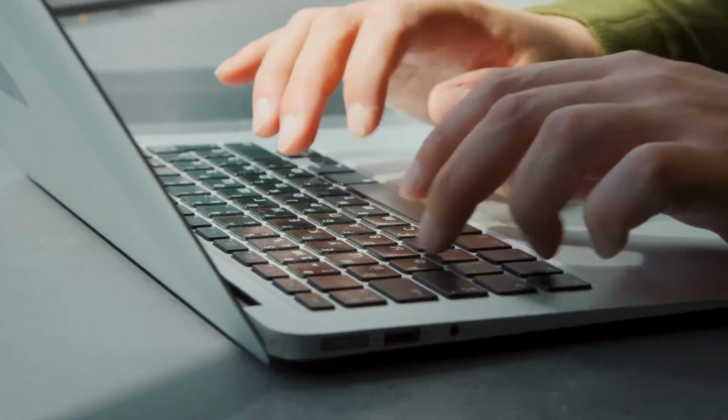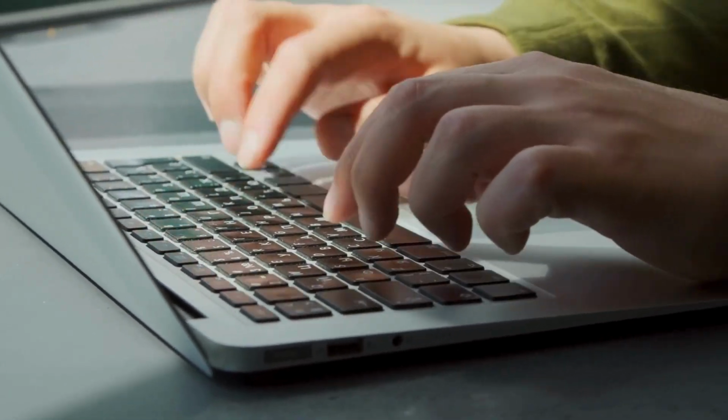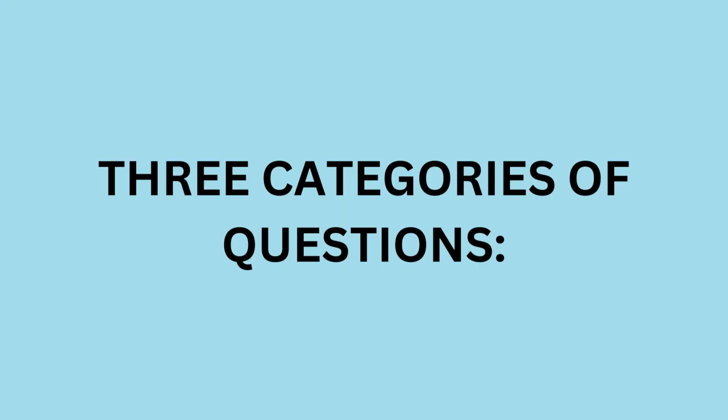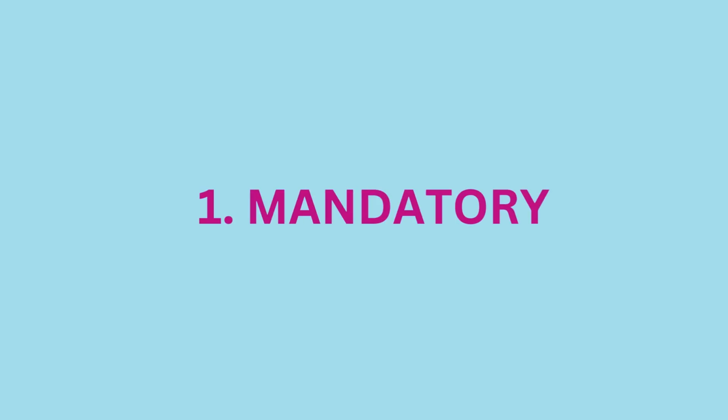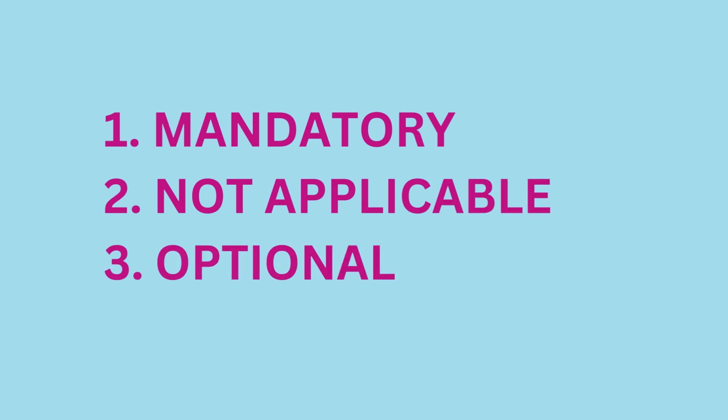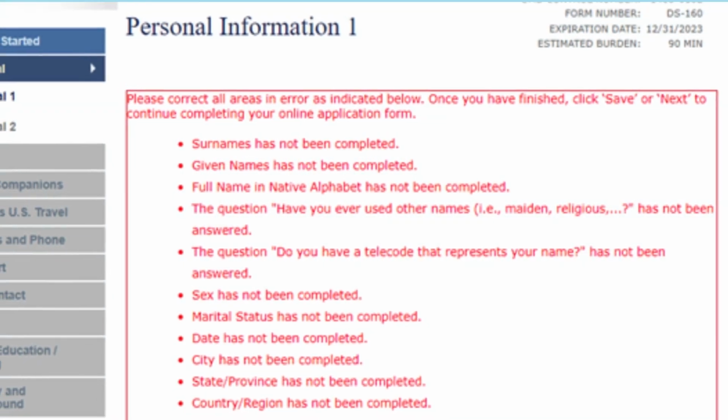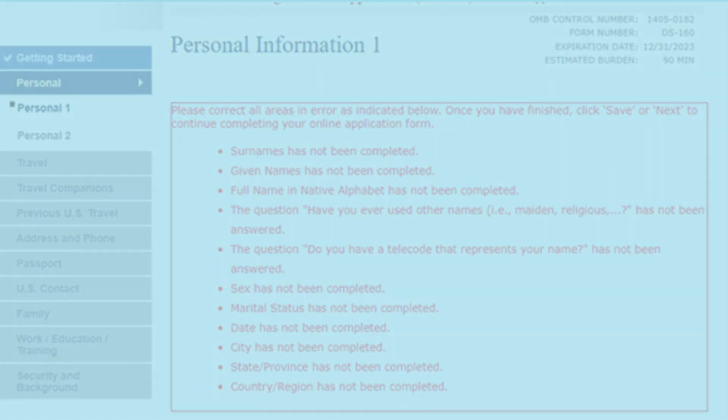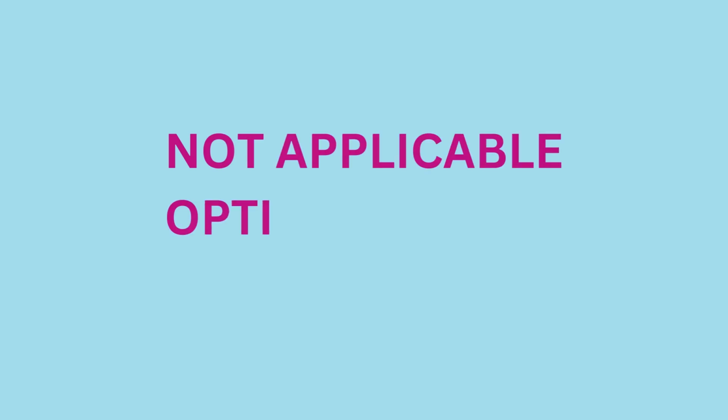Now, before we commence filling the application, it's crucial to keep in mind that all the questions in this form fall in one of the three categories. Number one, mandatory. That is, these questions have to be answered. Number two, not applicable. And number three, optional. Now, if you don't answer the mandatory questions, then the system will flag them as errors, as you can see here, and will prevent you from proceeding with your application. However, for those questions which are categorized as not applicable or optional, you may leave them unanswered if they don't apply to your given situation.